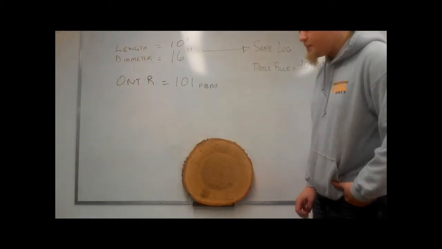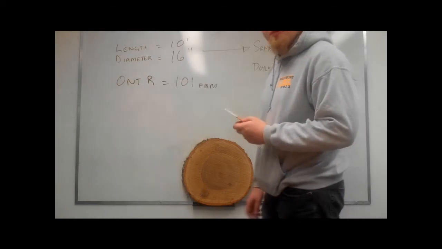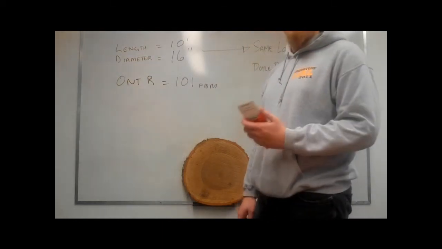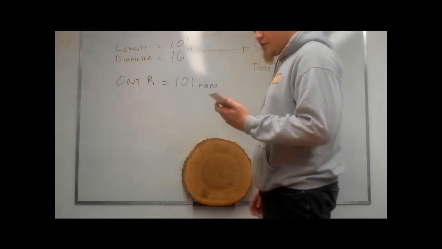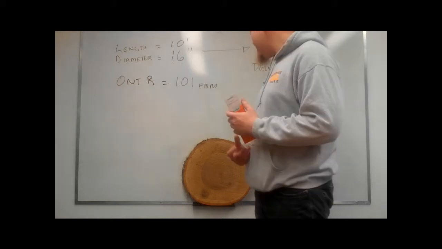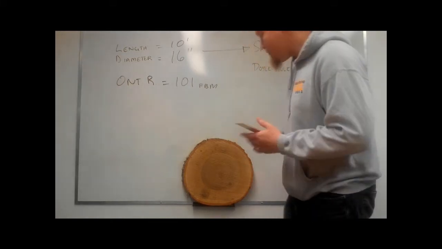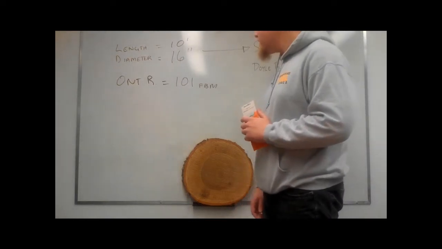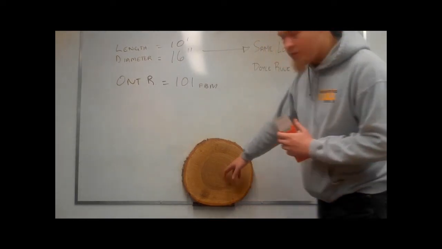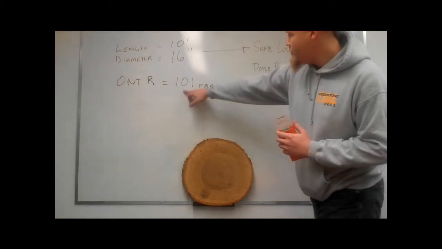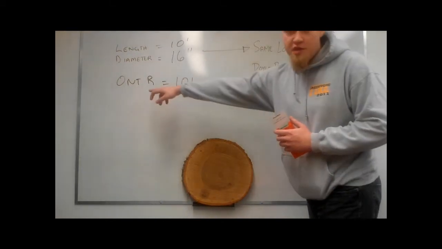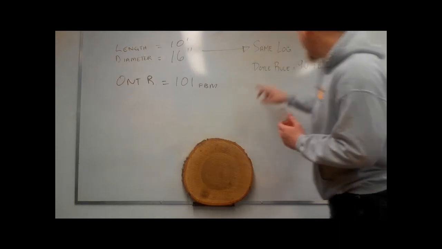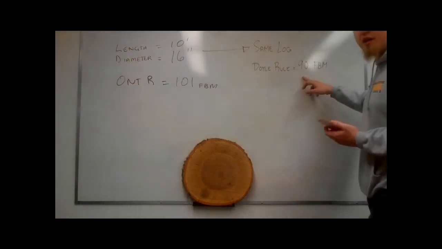So using the same log as a reference, we're going to now talk about the Doyle log rule. This rule was put into place in order to maximize production at sawmills. This is by rewarding larger sized logs brought into the sawmills and penalizing smaller logs. So to show an example, as we talked about in this log earlier, we were rewarded with 101 FBM for the Ontario rule. This same log under the Doyle rule only yields us 90 FBM.